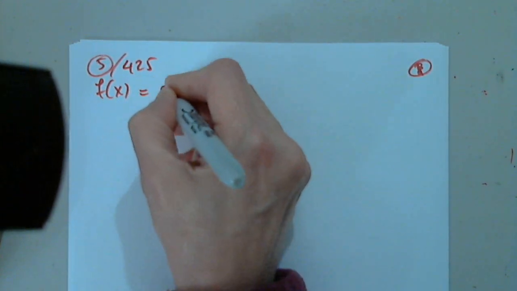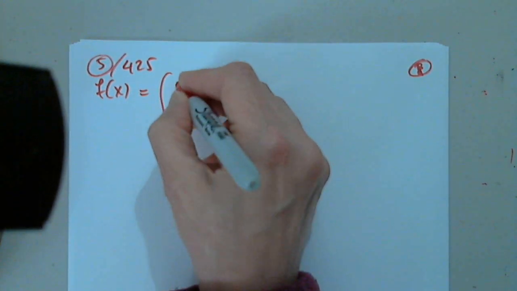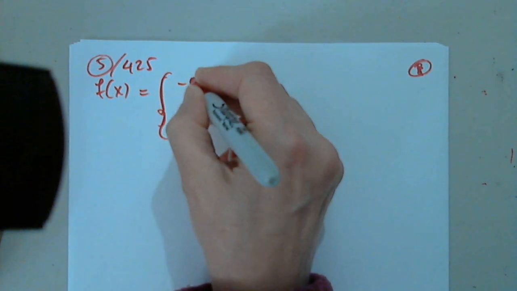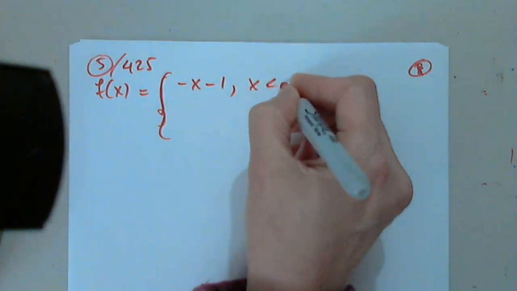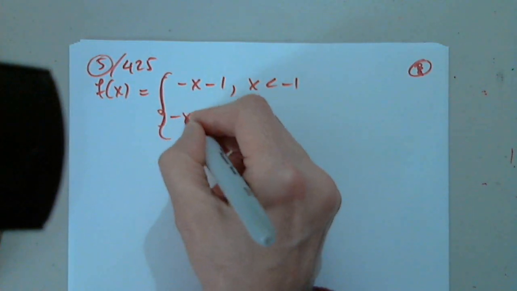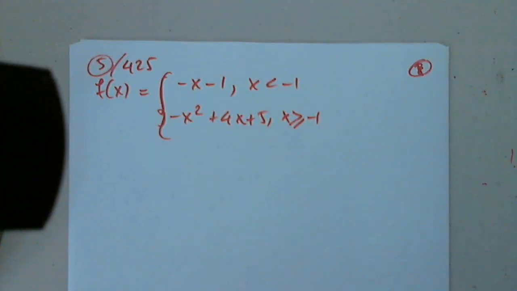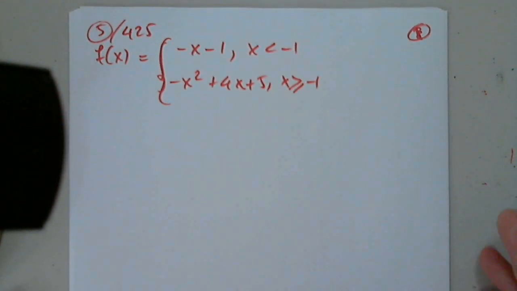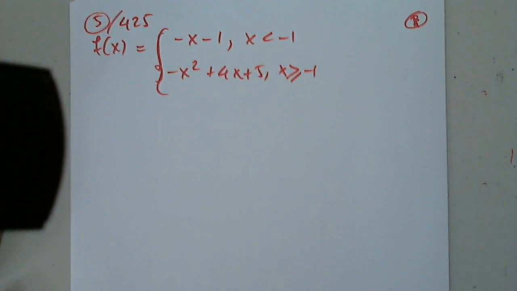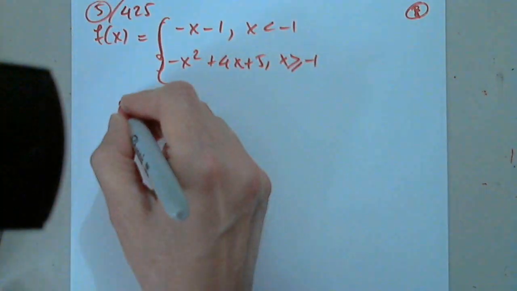So f of x equals negative x minus 1 for x less than negative 1, and negative x squared plus 4x plus 5 for x greater than or equal to negative 1. Perfect. Oh, no, it's not perfect. So we're asked to find the area under the graph over negative 6 to 4. Now it is.